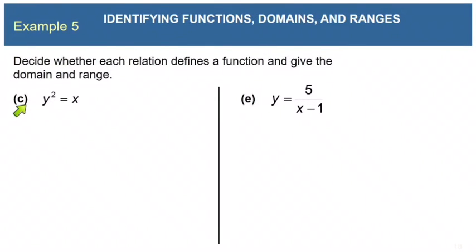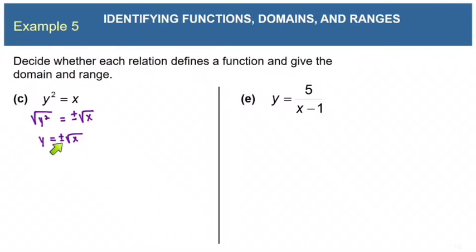Here's part C of example 5. Same instructions. This one says y squared equals x. Now on this one, before you can determine if this is a function or not, you need to have it solved for y. So we'll have to use our square root property to get this solved for y. Remember, when you do the square root of both sides, you'll need to insert the plus minus symbol. So what we get here is square root of y squared equals plus or minus the square root of x, and that means y equals plus or minus square root of x.